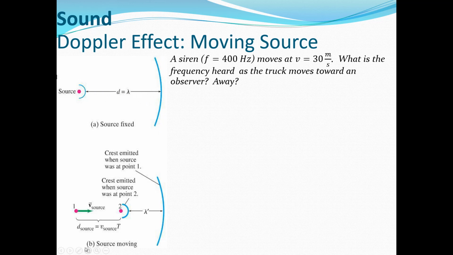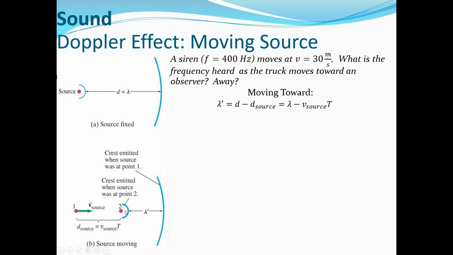But when the source is moving at a certain speed, it's going to cover a certain distance by the time that second one is released. So the wavelength that we end up hearing is going to be this one. This was the original wavelength, and this would be the new one: basically the original plus the distance that the source moved.